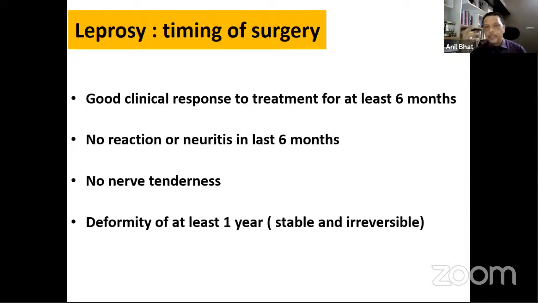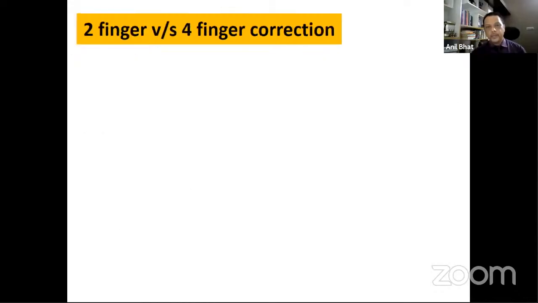It's an evolving deformity. You are not going and doing a tendon transfer and trying to correct because it's a progressive thing. So generally, we wait for about 6 months to 1 year. There should be a good response to medical treatment. And then you go and think of doing tendon transfers for these patients.